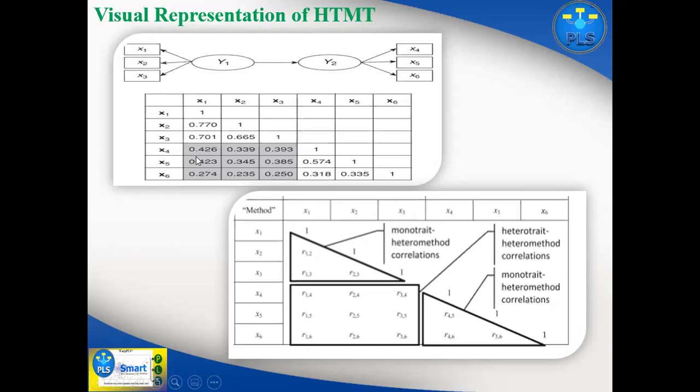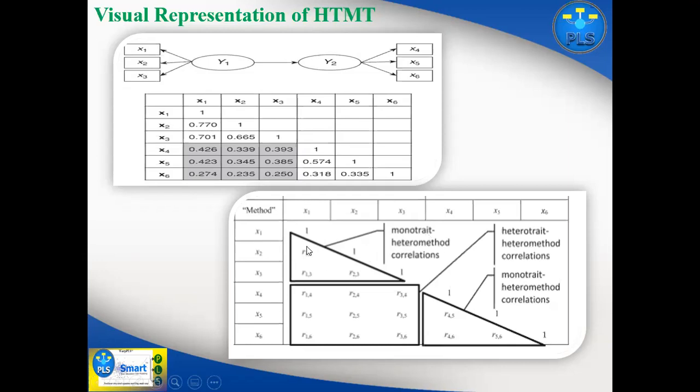This is what is called a heterotrait ratio. The relationship between X1, X2, X3 is called monotrait-heteromethod correlation. The relationship between X1, X2, X3 and X4, X5 is called heterotrait-monomethod. This is what happens in figure 2.